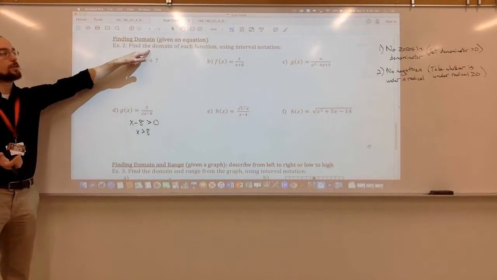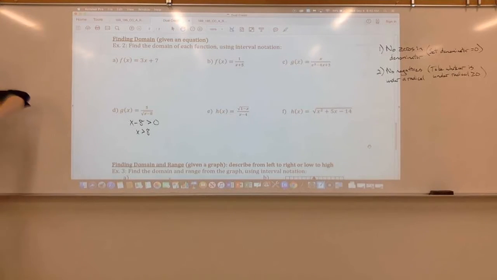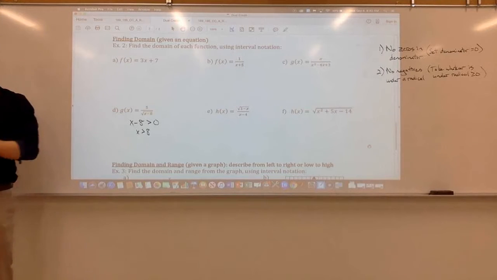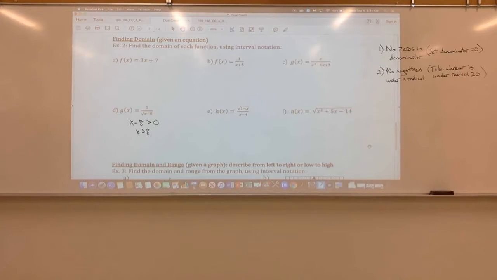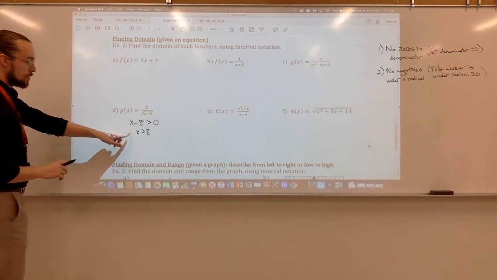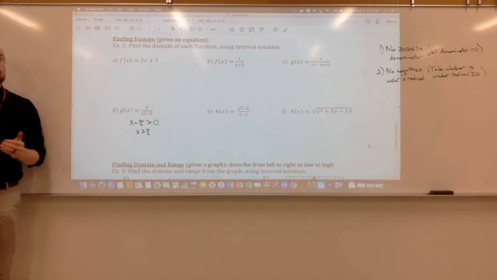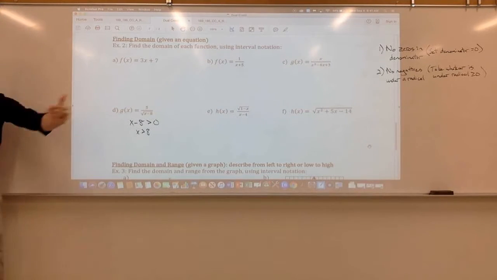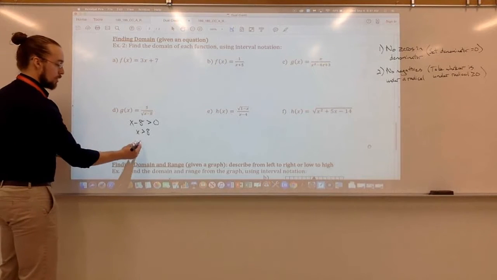I want this in interval notation, though. How do I turn x is greater than 8 into interval notation for my domain? What does that mean? 8 to infinity, right? This means that every x value, starting at 8 and going to infinity, will work. Do I include 8?